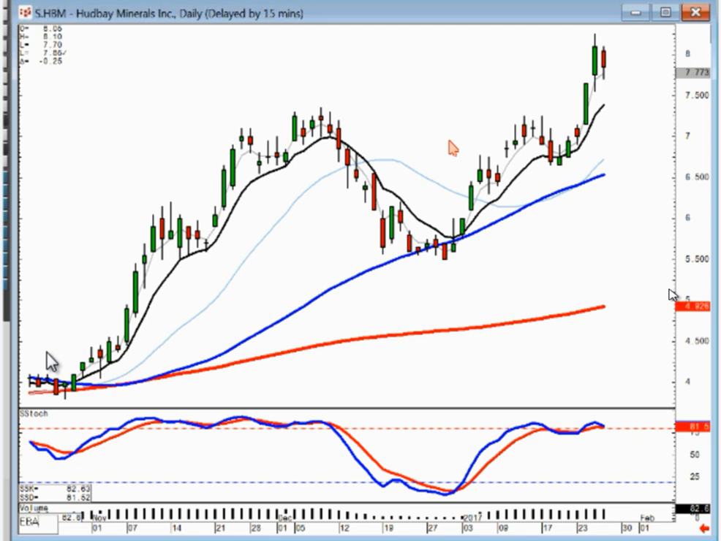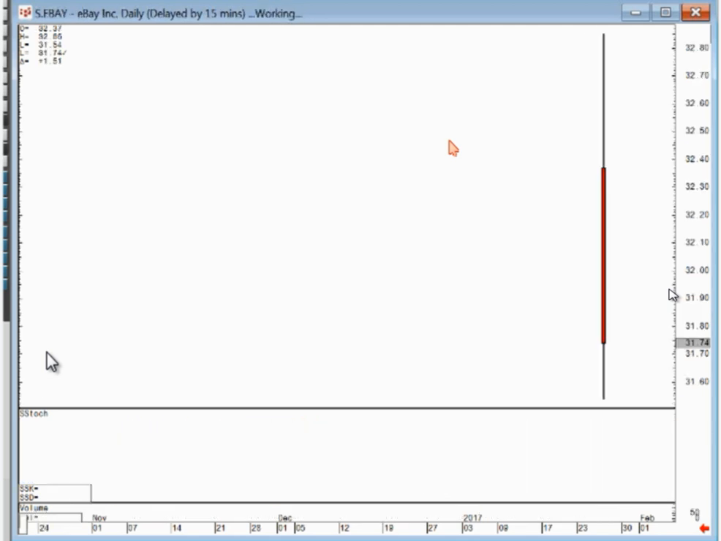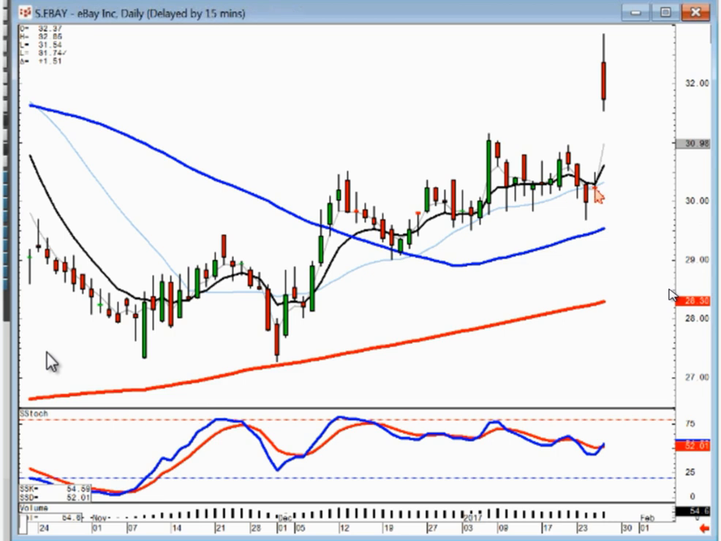eBay. This is the message. The message is a big gap up, profit taking. They gapped this up huge. Now we wait for the profit taking to be over, which is maybe a doji, a hammer, and then when you start seeing the buy, you can start buying.